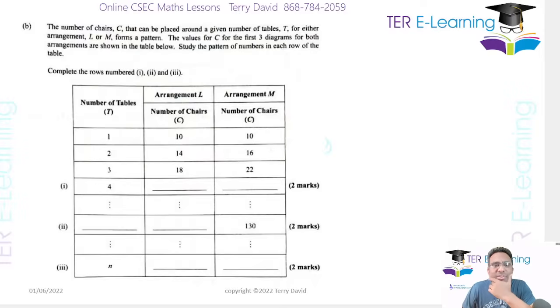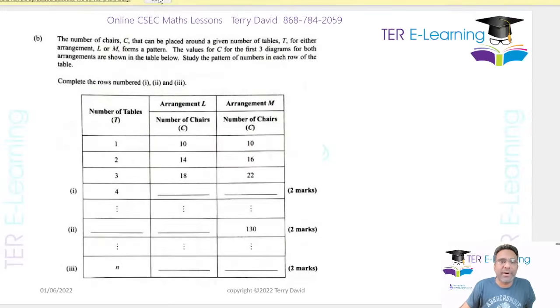Alright, so the number of chairs that can be placed around a given number of tables T from either L or M forms a pattern. The values of C for both arrangements. So basically, they give us a table here and they want us to complete this table.